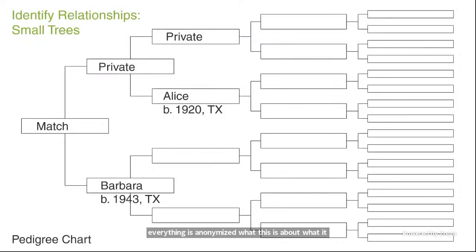So we had the match and the tree shows the father is private, the grandfather is private, the mother is Barbara, and the grandmother is Alice. Now, that's probably not enough to figure out where we connect. I don't know who Alice is. I don't know who Barbara is. So what do I do next?